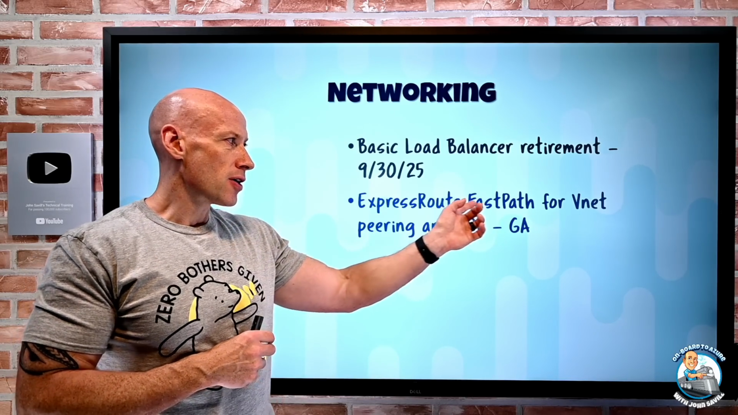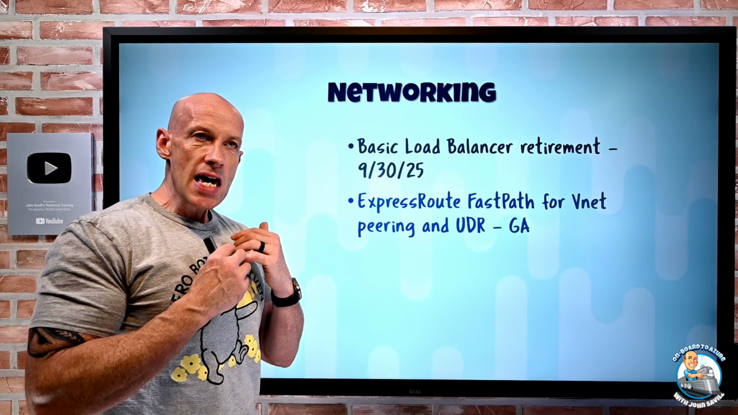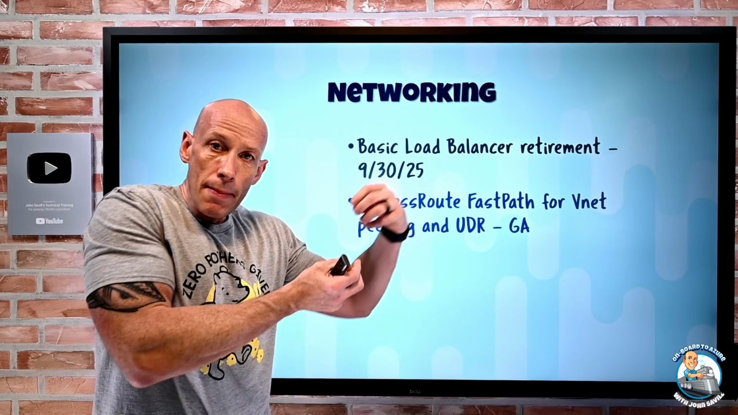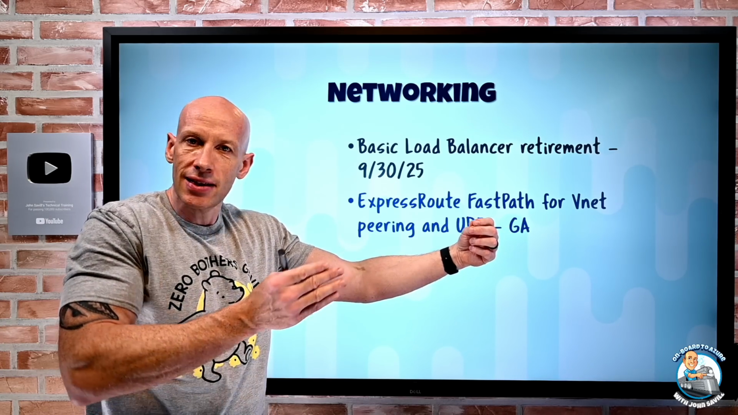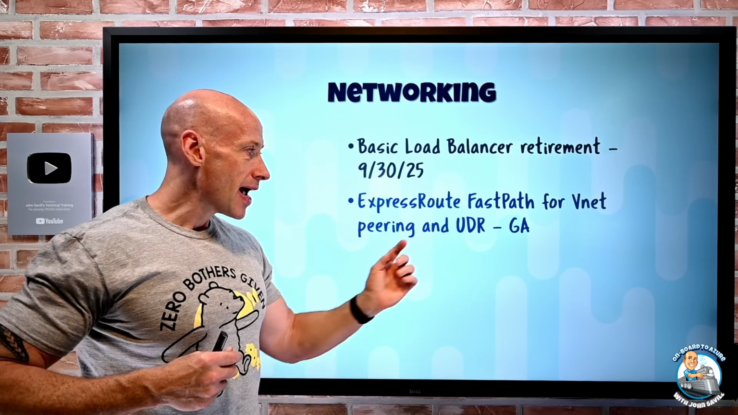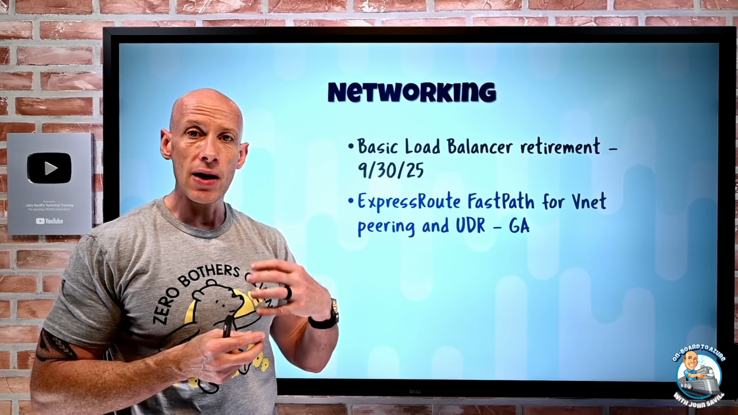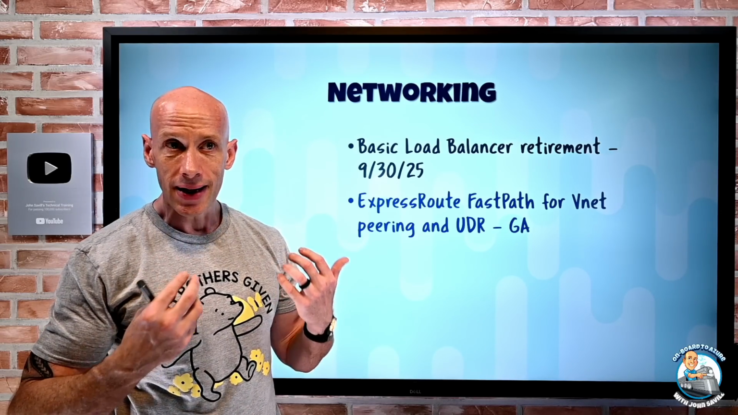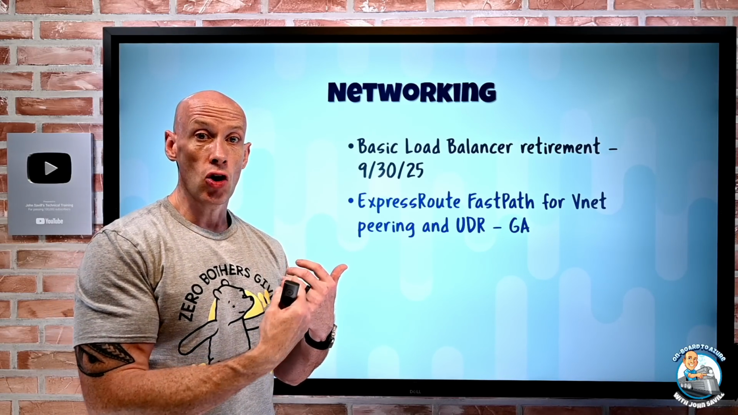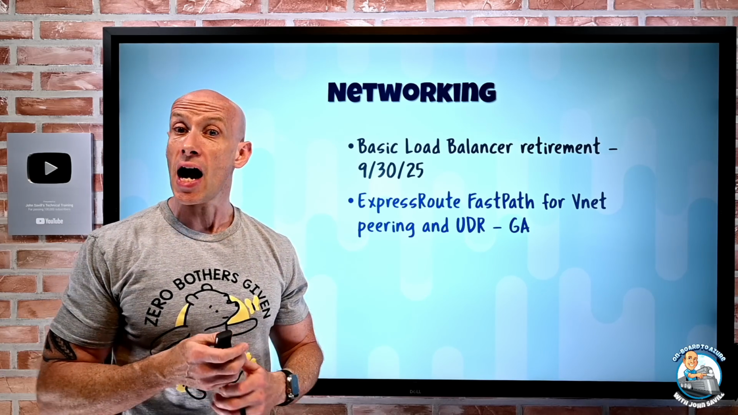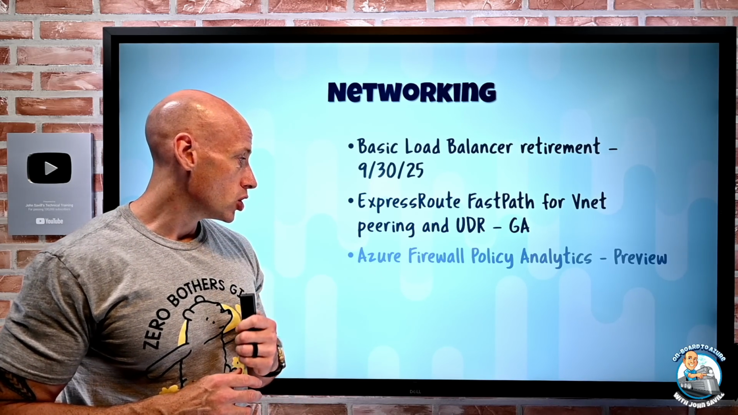Well, now with FastPath for VNet peering, if that target service is now in a peered virtual network, it can still bypass the gateway. And with the UDR support, if I put a user-defined route on that gateway subnet, that will now still be honored and would maybe send the traffic as the next hop to some network virtual appliance, maybe Azure Firewall. So that is all GA.